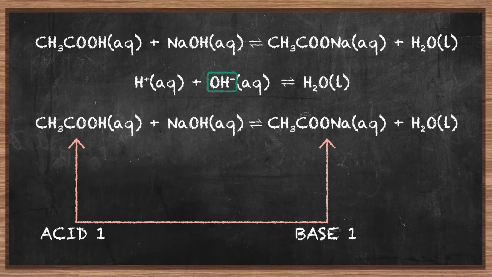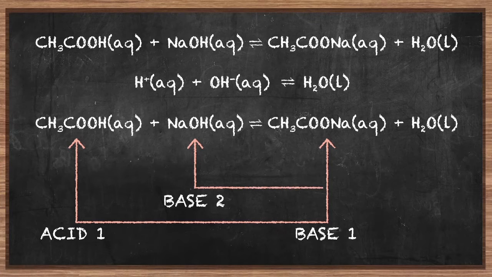The hydroxide ion accepted the proton to make a water molecule. The hydroxide ion originated from the dissociation of NaOH in water. Sodium hydroxide is therefore a proton acceptor, base 2 in this reaction, and the product that is formed, the water molecule, is acid 2.